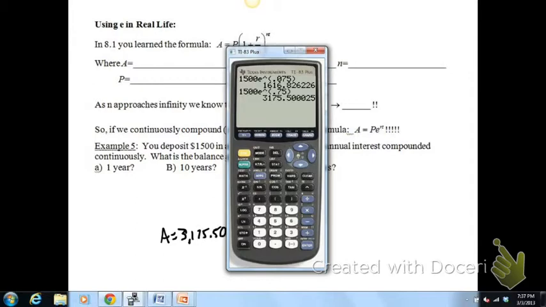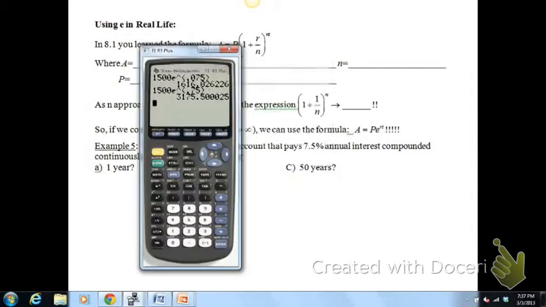Let's do our last problem here that I'm going to show you in the video. What if we did this for 50 years? Well, actually, I think this would be a good one for you guys to try. I would like you to calculate how much you'd have after 50 years. Maybe this will be one of the ones we'll have to check in class.